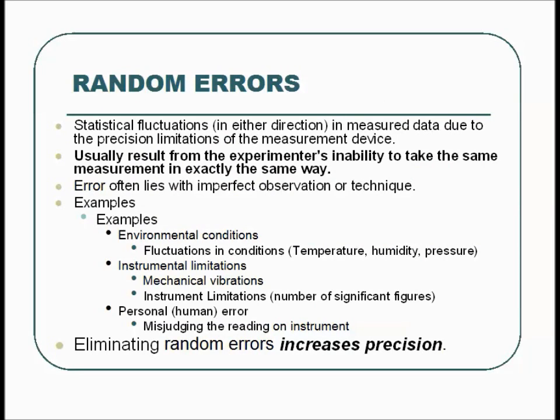Random errors occur when the precision of your instrument is not what you need it to be. You're using an instrument that is not divided up into small enough units. Actually, environmental conditions can hurt you for random errors. Mechanical vibrations could occur. As we said, instrument limitations, dealing with the number of significant figures, and I'll show you some of those in a little bit. Misreading an instrument. So all of these produce random errors, and by eliminating random errors, you can increase the precision.